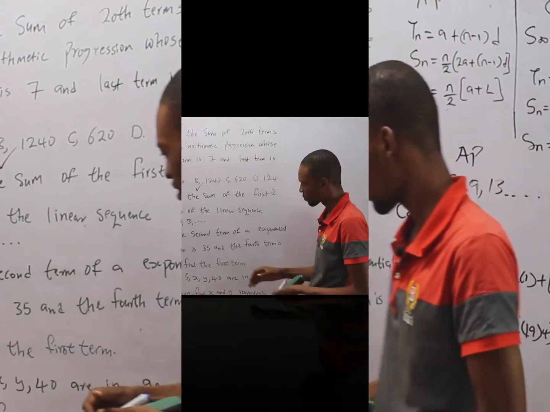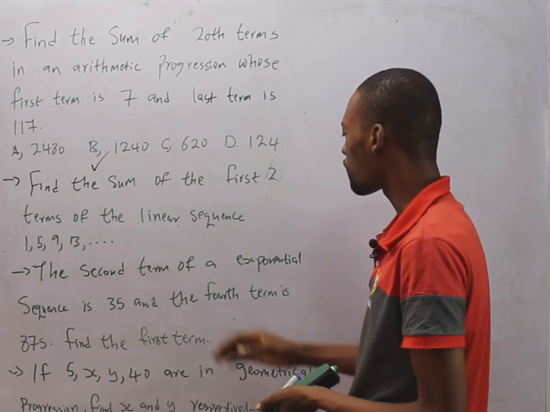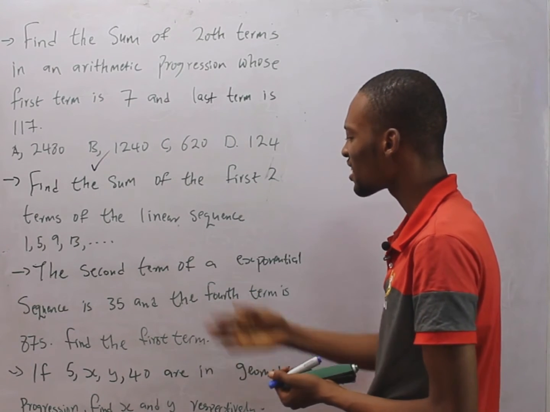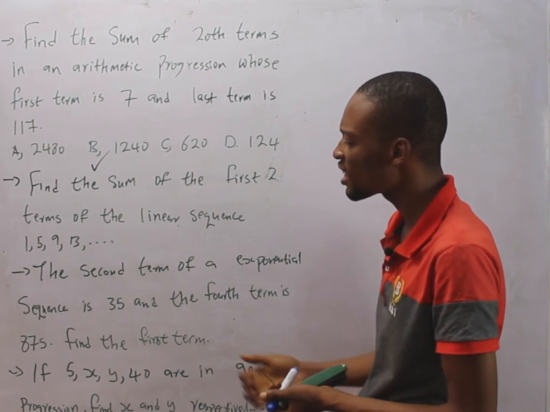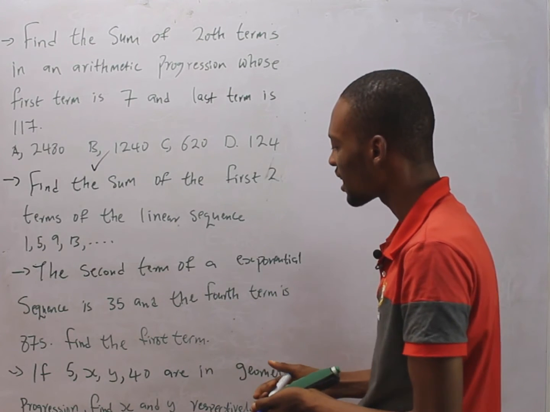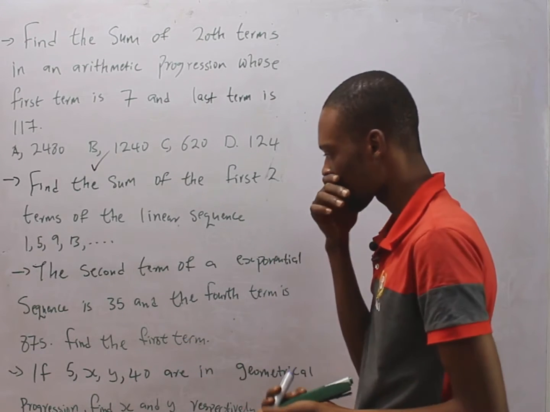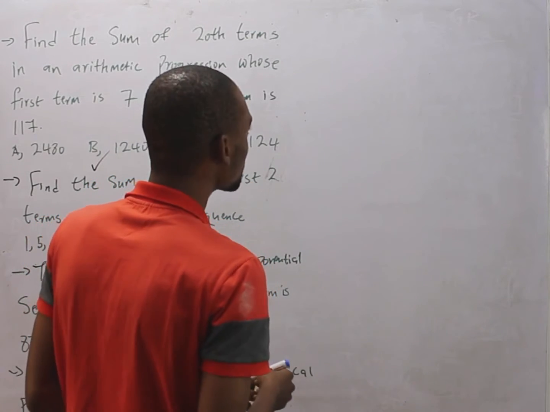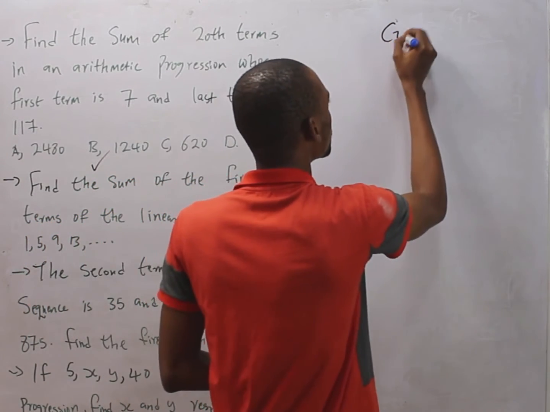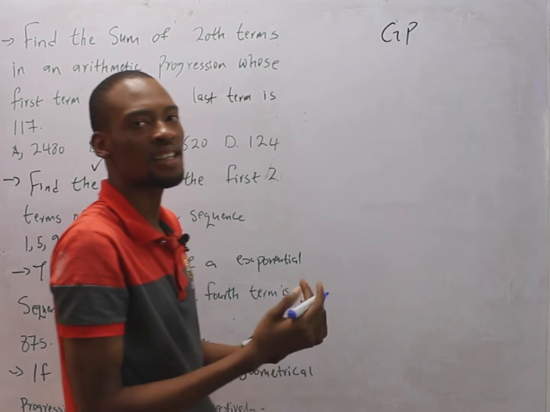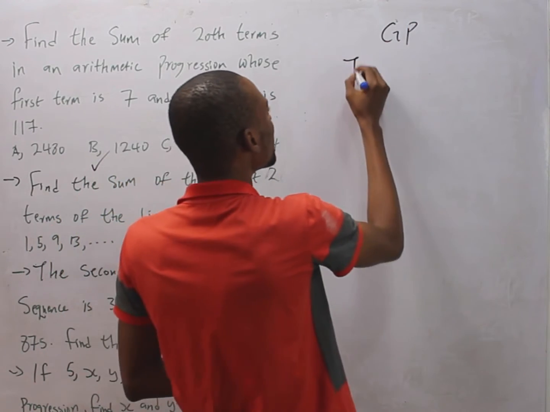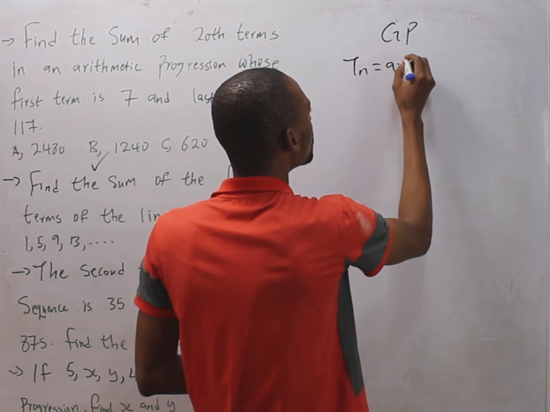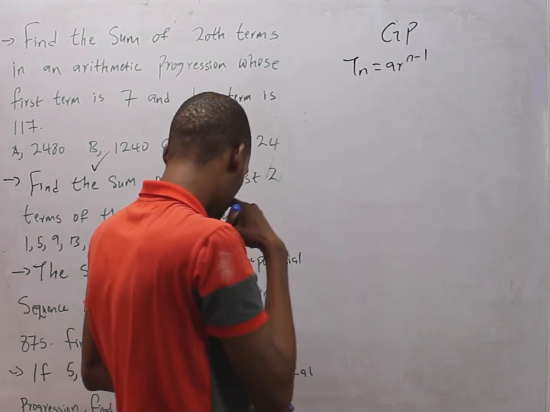And the next question says, the second term of an exponential sequence is 35, and the fourth term is 875. Find the first term. How do you solve a question like this? An exponential sequence is simply a GP. That is another word for exponential sequence. And the nth term of a GP is ar^(n-1).